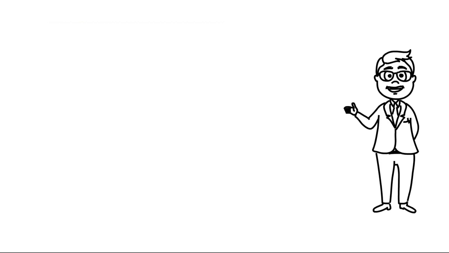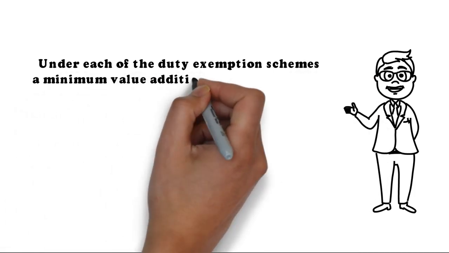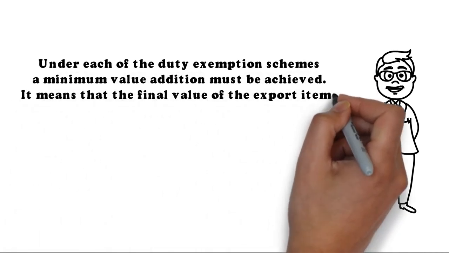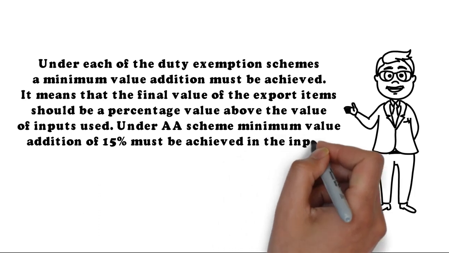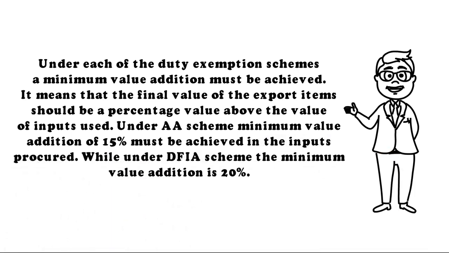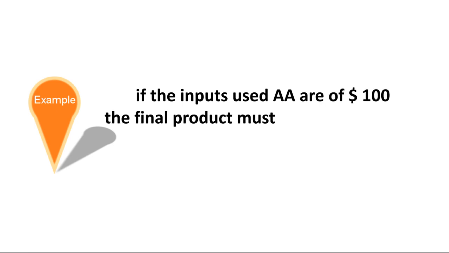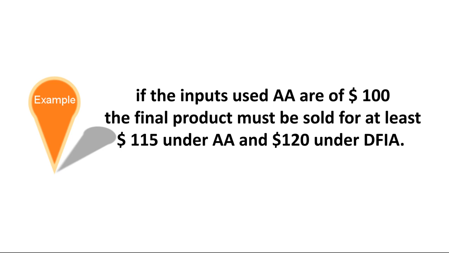What is the export obligation under each of the schemes? 1. Under each of the duty exemption schemes, a minimum value addition must be achieved. It means that the final value of the export items should be a percentage value above the value of inputs used. Under AA scheme, minimum value addition of 15% must be achieved in the inputs procured, while under DFIA scheme, the minimum value addition is 20%. For example, if the inputs used are of $100, the final product must be sold for at least $115 under AA and $120 under DFIA.